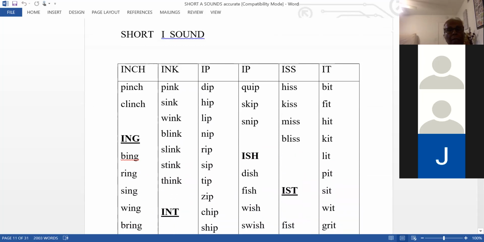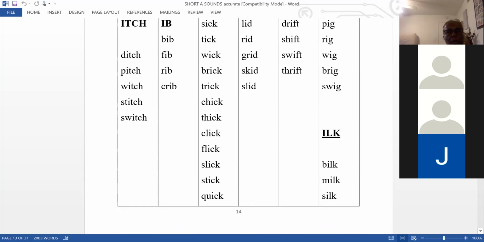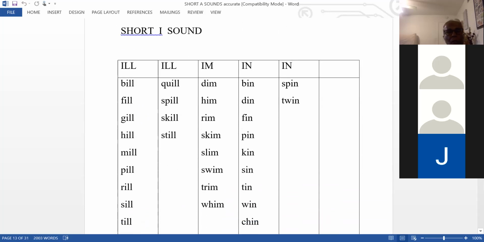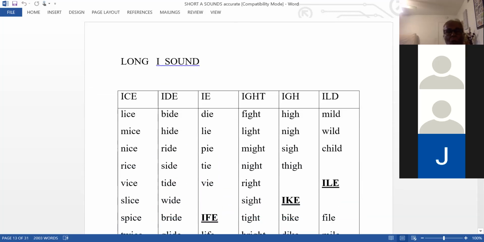Short I sound I, and we did that in the reading book where they did I and ip. You get more words here: inch, it, ing, ist, ish. Short I again, and then you get long I sound: ice, I.